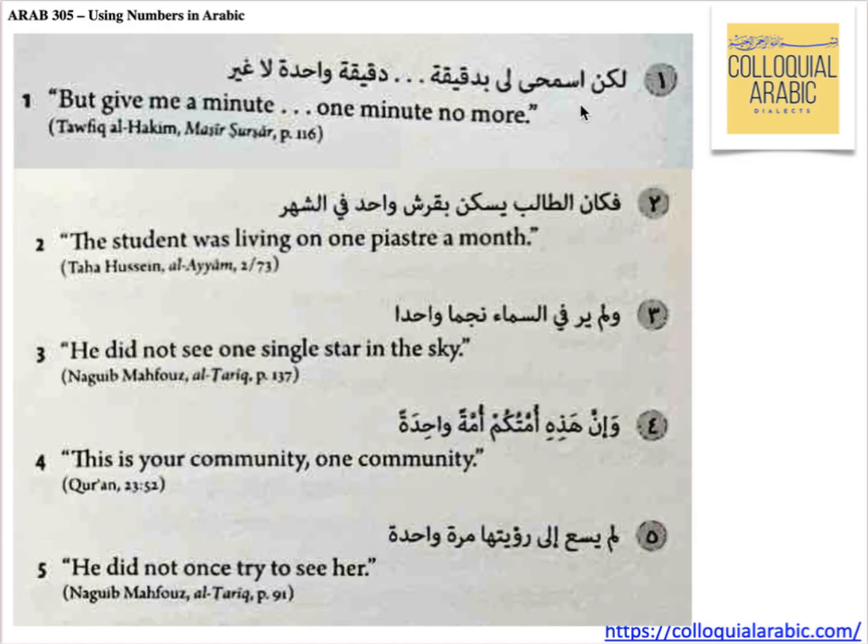لكن اسمح لي بدقيقة دقيقة واحدة لا غير. لكن اسمح لي is generally used to get permission, to allow me, please. لكن, but give me بدقيقة, a minute only, دقيقة, minute. And then to further specify it, it's called دقيقة واحدة. And for further emphasis, la gair, no more. So just give me dakika wahida.